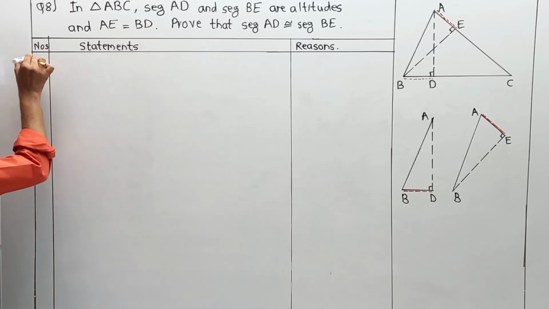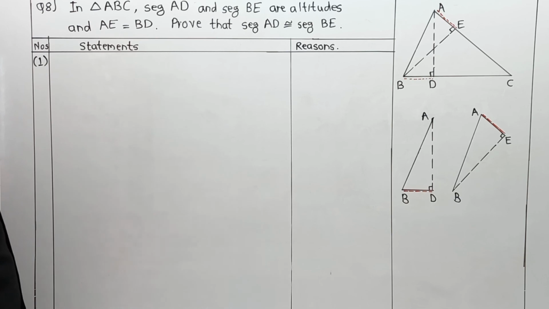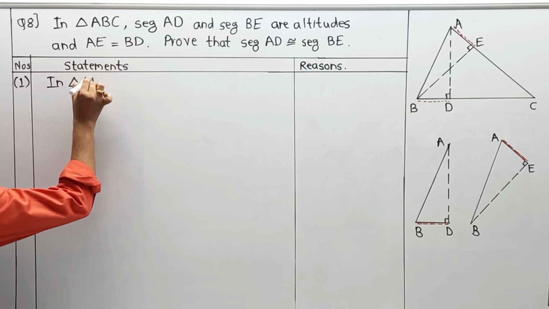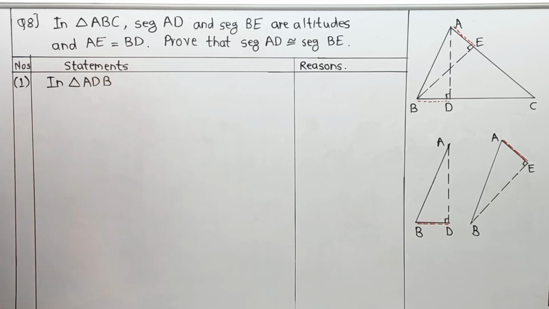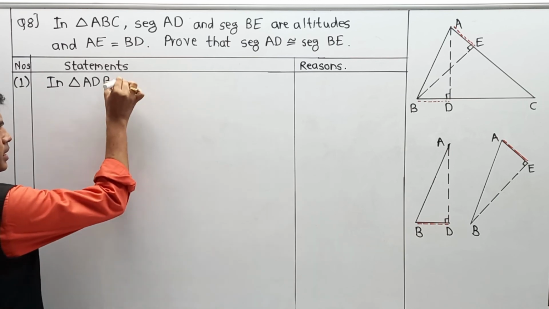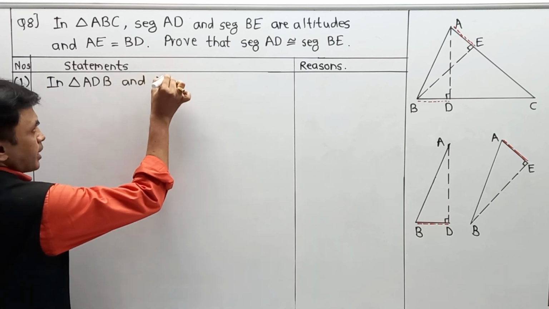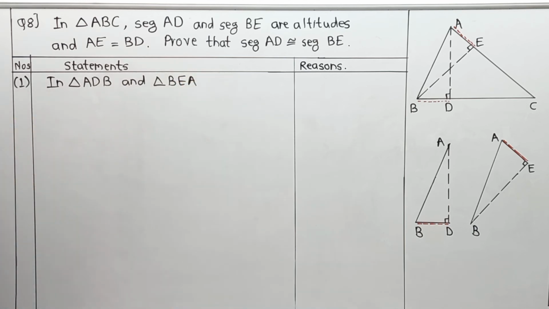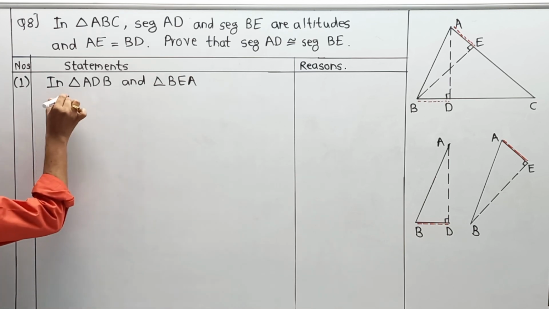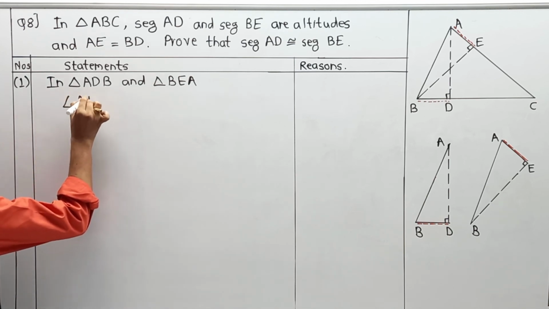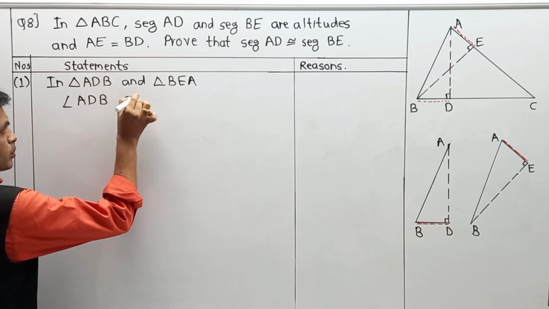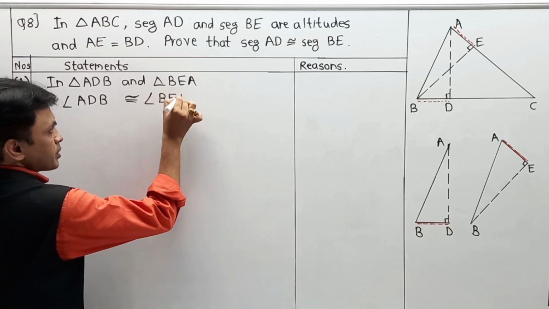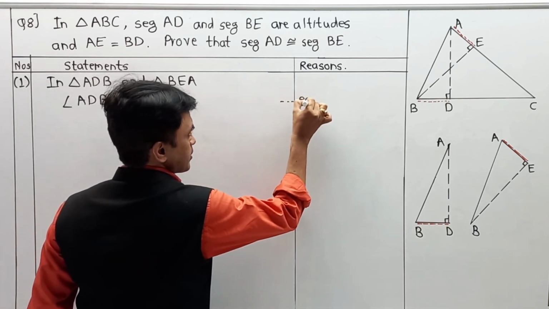So the part is, first, in triangle ADB and in triangle BEA, one by one, angle ADB is equal to angle BEA, angle ADB is congruent to angle BEA, reason each 90 degree.